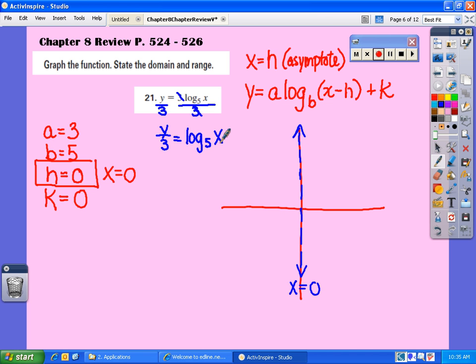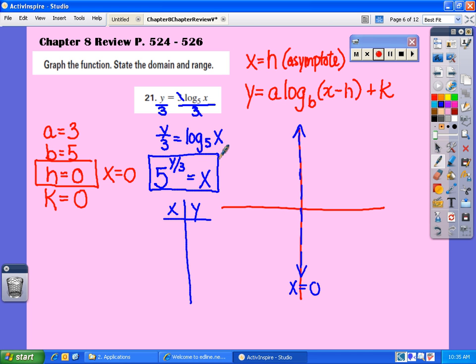Now we can just rewrite into exponential form. So start with the base, 5, to the exponent, y over 3, equals x. Now this is the function that I'm going to work with to get values to graph. Notice that with this function, we're going to use input values for y and then get the x values out.